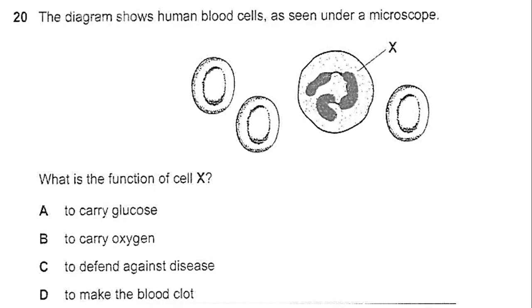The diagram shows human blood cells as seen under the microscope. What is the function of cell X? Let's look. What is cell X? Cell X is a white blood cell. So white blood cells, do they carry glucose? No, glucose is dissolved in the plasma. Carry or transport oxygen? No, oxygen is transported by the red blood cells. So do they make blood clot? No, this is the job of platelets. To defend us against disease is the job of the white blood cell.